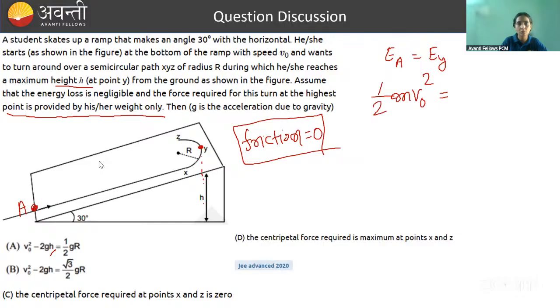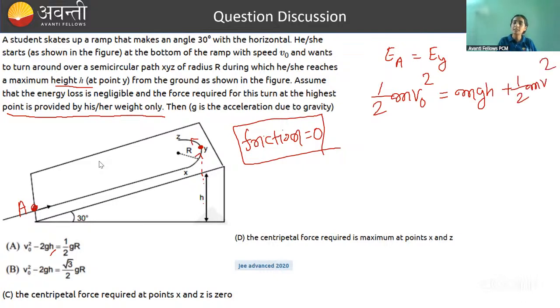It is at a height h, so definitely potential energy. How much? mgh. And since this is the maximum height it is reaching, you may make the mistake of thinking velocity will become zero, but it won't be zero, because it is turning around this circular track, and if it is turning, there is centripetal force acting, and centripetal force we equate to mv square by r. So at point Y it has velocity, right? Let's say it has velocity v, so it will have kinetic energy half mv square.